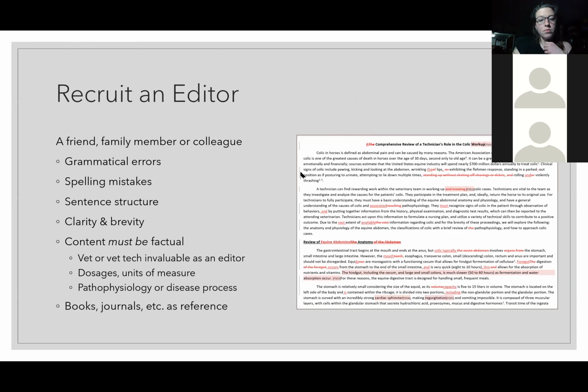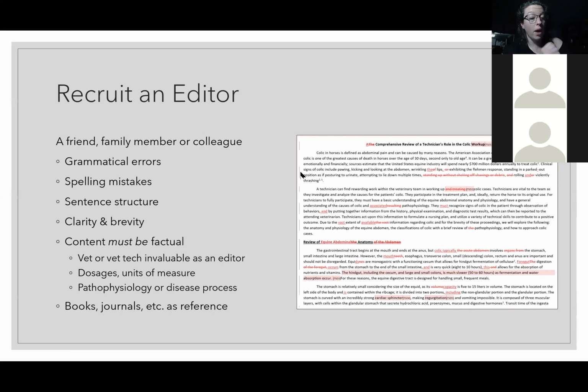What I recommend to everybody is to find an editor. Recruit a little team of support for you, if you will. A friend, a family member, or a colleague. They will look for grammatical errors. They will look for spelling mistakes. They will look at sentence structure. They will look for clarity and brevity. If you're my friend, you'll realize that I have a tendency to go on a bit. And so I rely heavily on the people to make sure that I'm not making stuff up. I'm not making a mountain out of a molehill, if you will.